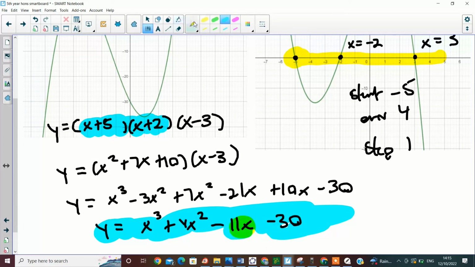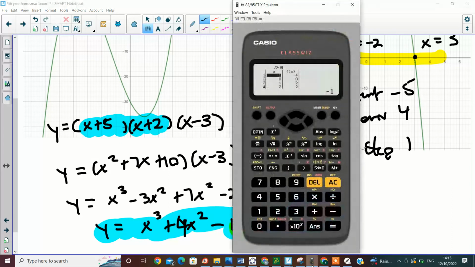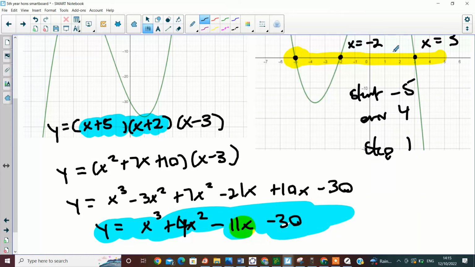x cubed plus 4x squared. Yeah, it's meant to be a 4. I'll redo it. Start at minus 5, end at 4, step of 1. To get into it, mode 3 for table. Start is minus 5, end at 4, step of 1. Okay.